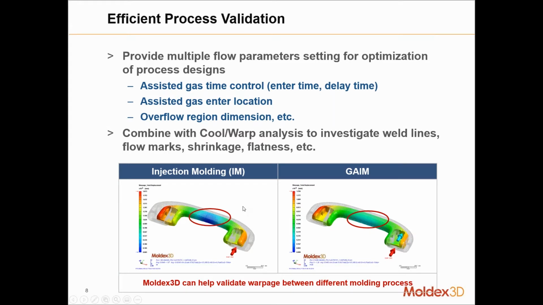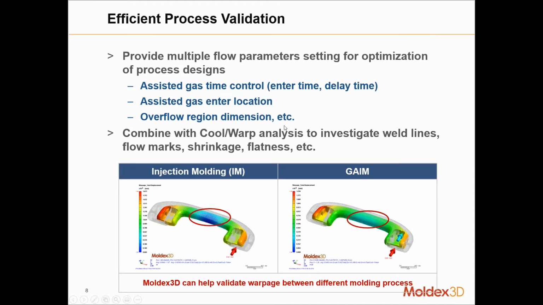All right. So process validation. There's three main control factors that we look at when it comes to gas-assisted injection molding. We have the assisted gas time, so how much time we're actually going to be injecting air or gas. Then how much time between when the melt starts and when the gas starts, we call it the delay time, the gas location, and optional is an overflow region and dimensions of that overflow region.